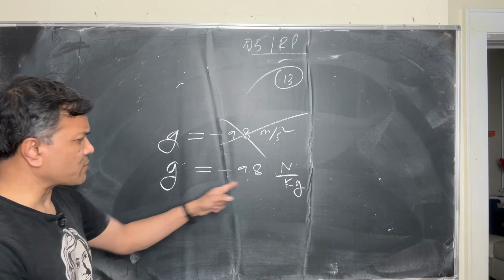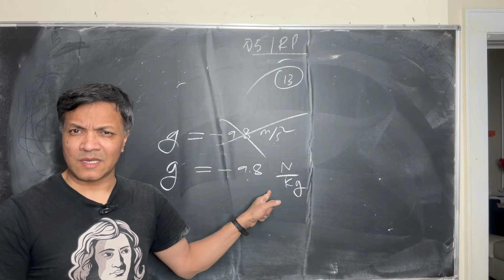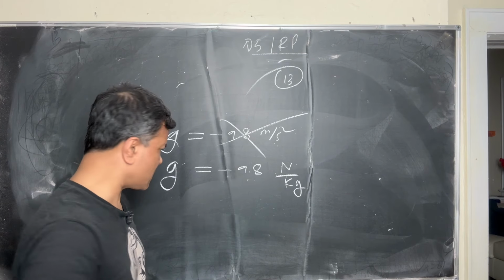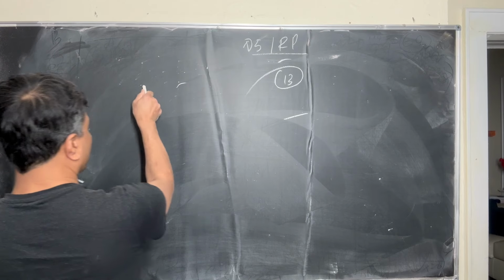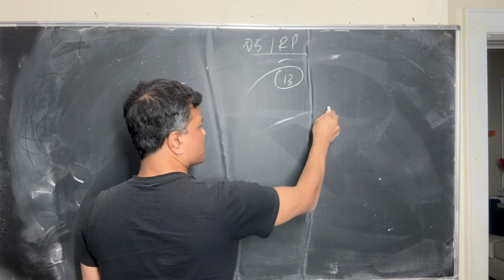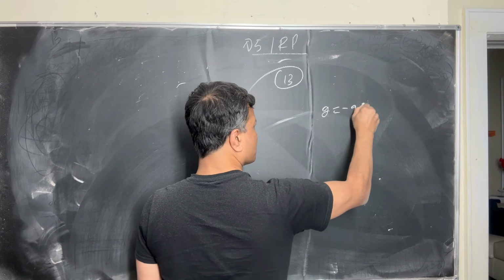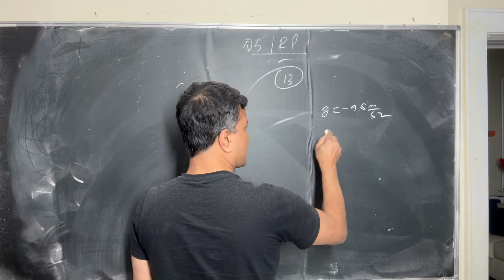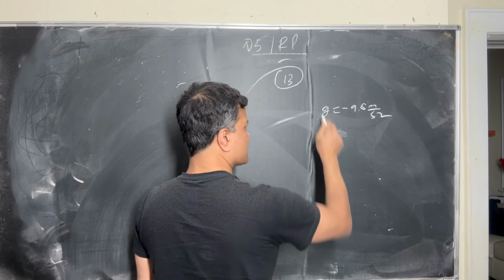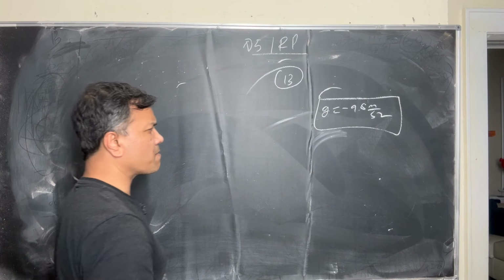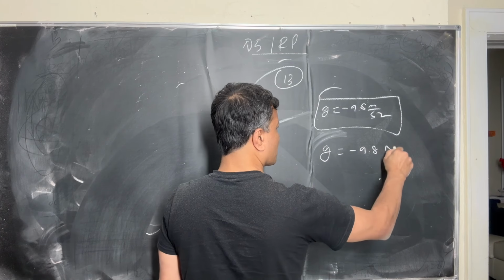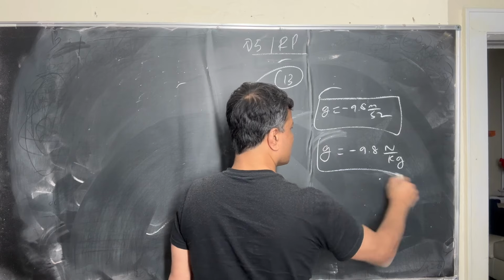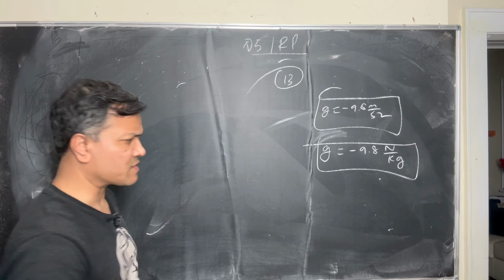Now, do you have to memorize it? No, you don't. Did I memorize it? No, I don't. So let's derive it. So what do you call it? Gravitational field. When I write g is equal to negative 9.8 meter per second square, this is acceleration due to gravity. When I write g is equal to negative 9.8 Newton over kilogram, this is not acceleration due to gravity. This is gravitational field.